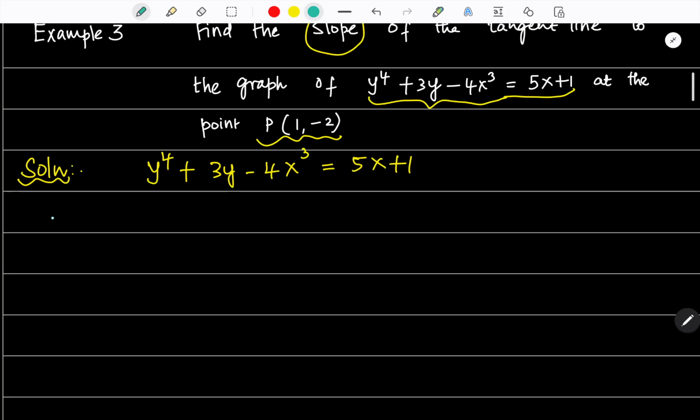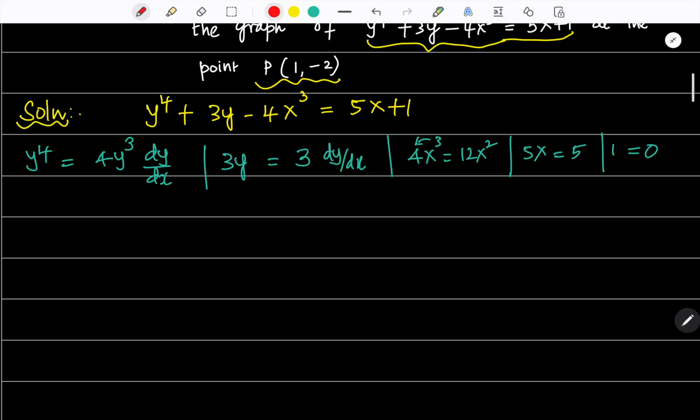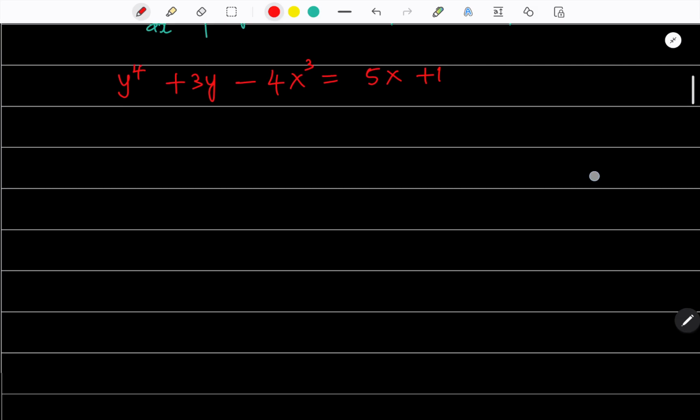Let me start. Y power 4 derivative is what? 4y cube dy by dx. Clear all of you? And 3y derivative is what? 3 dy by dx. Y derivative is what? Dy by dx. 4x cube derivative is what? 3 comes here. 4 into 3 is 12x square. What is the derivative of 5x? Which is 5. What is the derivative of 1? 0. So let's start the question now. Y power 4 plus 3y minus 4x cube is equal to 5x plus 1.